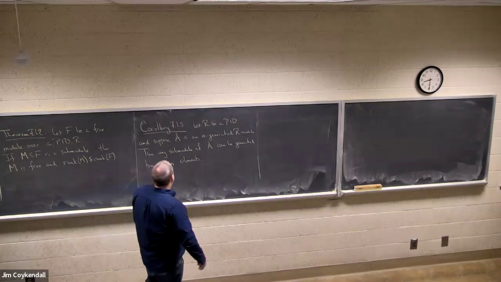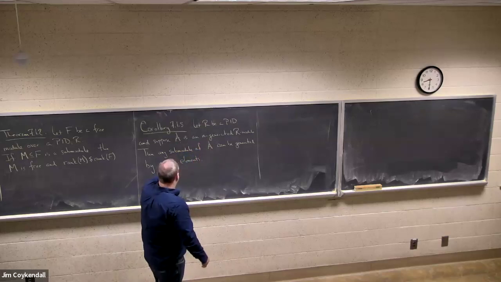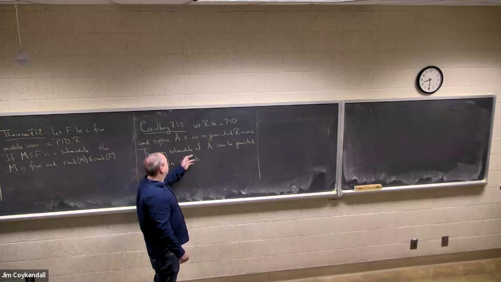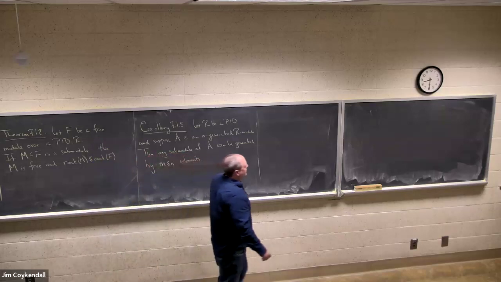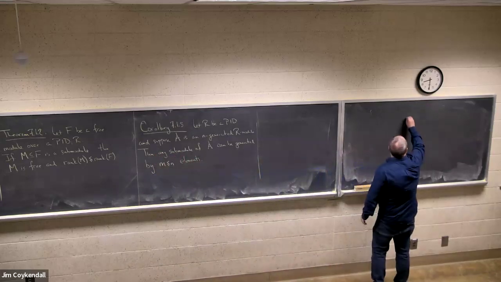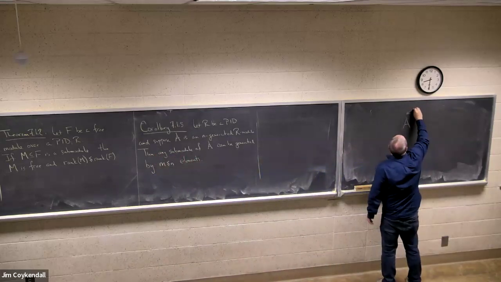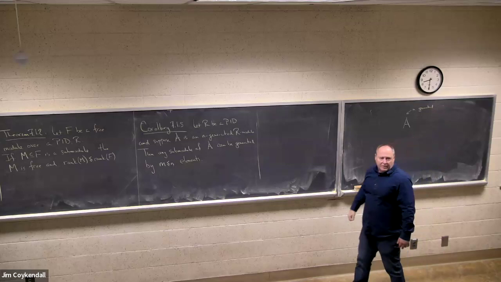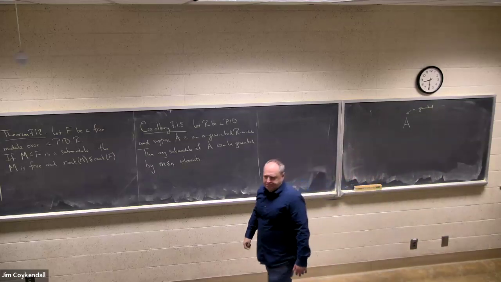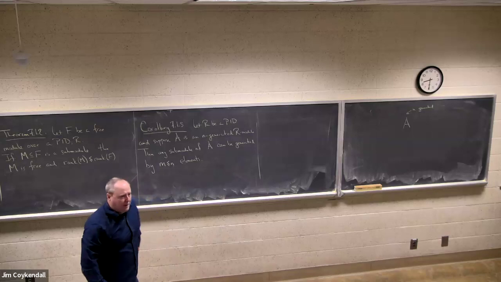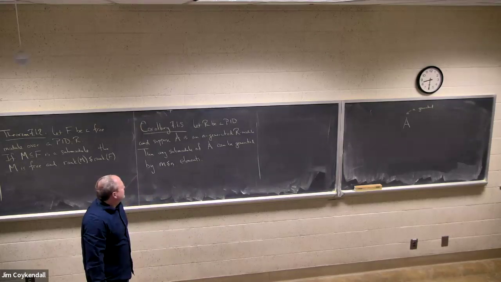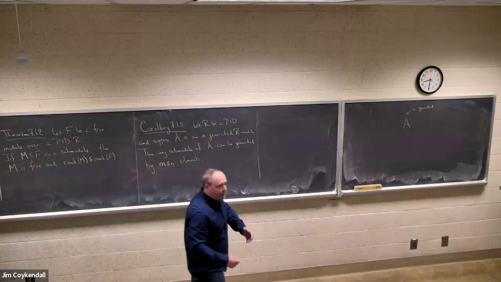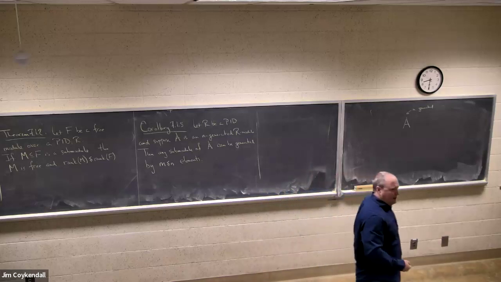Let me point out that if A is an n-generated free R module, then I could use this theorem directly, right? Because what this theorem says is you have A, and it's generated by N elements. It says that if you have any submodule of this, it's generated by less than or equal to that many elements, right? But the problem is A is not free. Well, it may not be free. So how do we get around that?